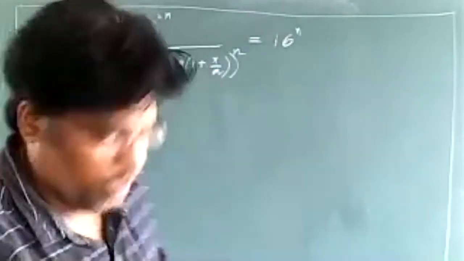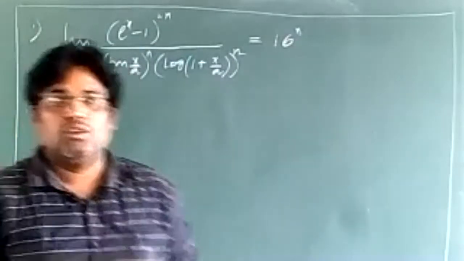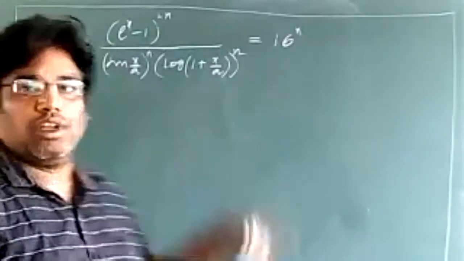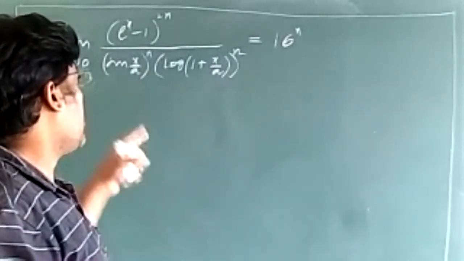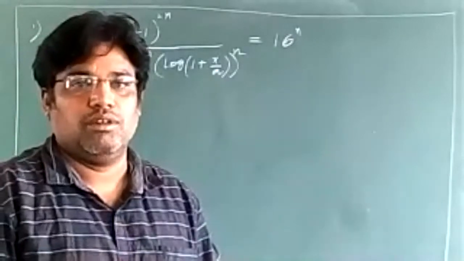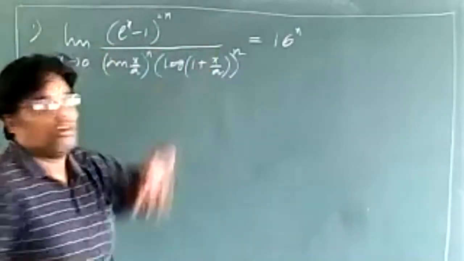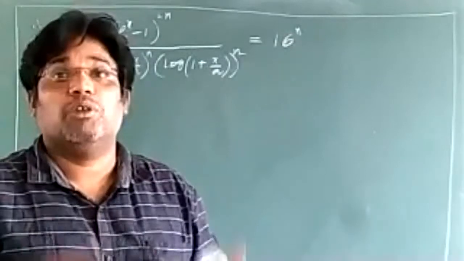Look here, when you apply the limit you are getting 0 by 0. In the numerator the function is (e^x minus 1)^(2n). In the denominator you also have sin(x/a)^n log(1 plus x/a)^n, which is very complicated to differentiate. Numerator is complicated to some extent, and the denominator is very complicated to differentiate. So I don't go for L'Hospital's rule. Instead I'll be using some formulas.